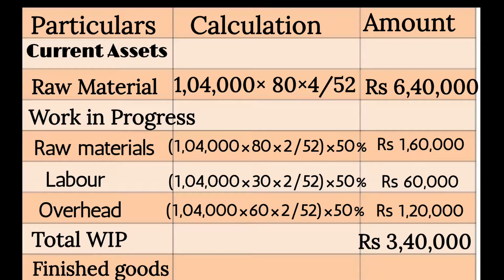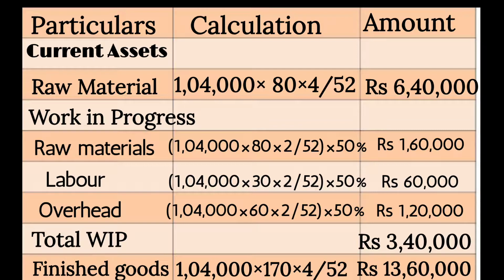After this, we have stock of finished goods for a period of 1 month, that is 4 weeks. So it will also be considered in current assets. 1,04,000 is the total production. The total cost of producing the goods is rupees 170 per unit. So 1,04,000 into 170 into 4 divided by 52. We get the finished goods cost as rupees 13,60,000.